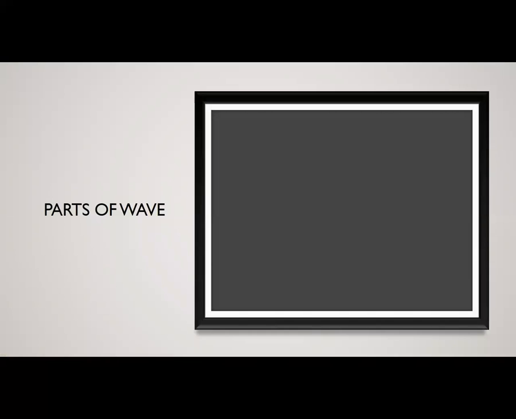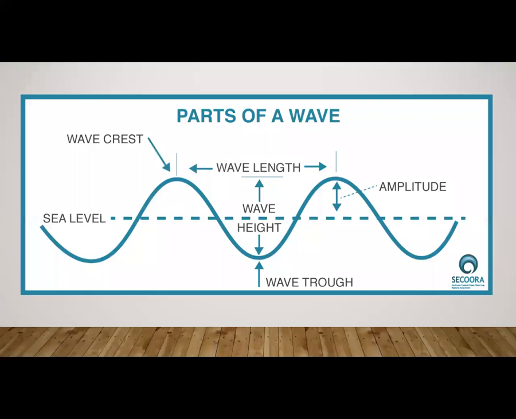Let's move on to the parts of a wave. So the parts of a wave depend on its type. There are the crest and the trough. The crest is the highest part of a transverse wave here. And the trough is the lowest part of a transverse wave.